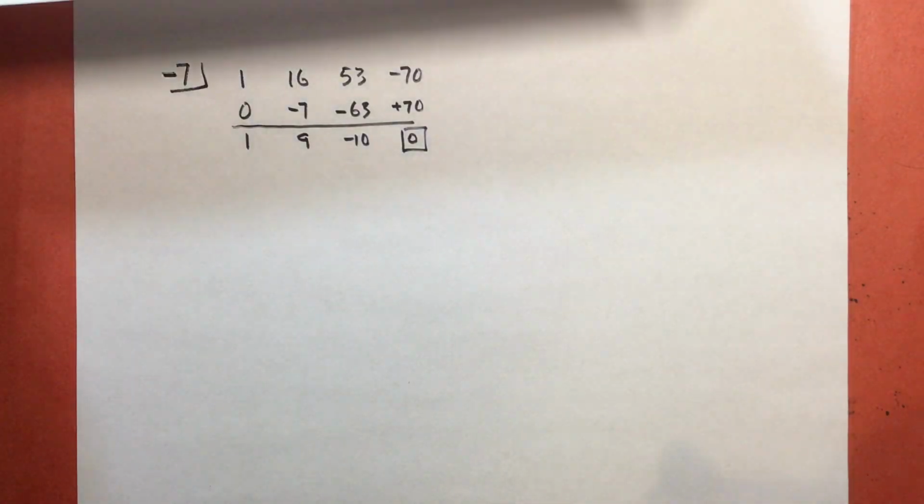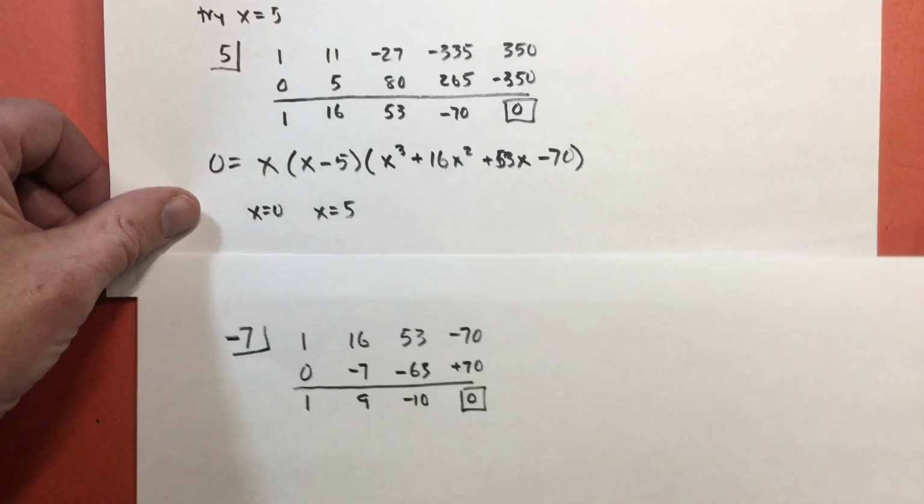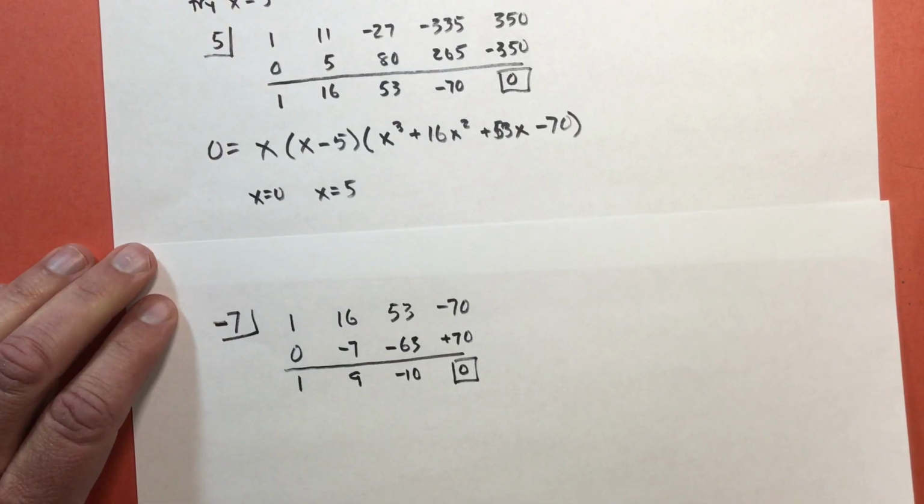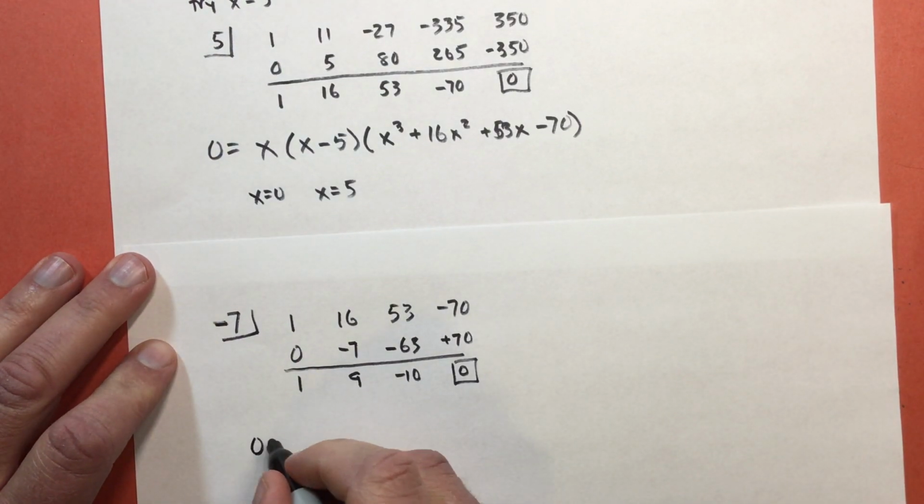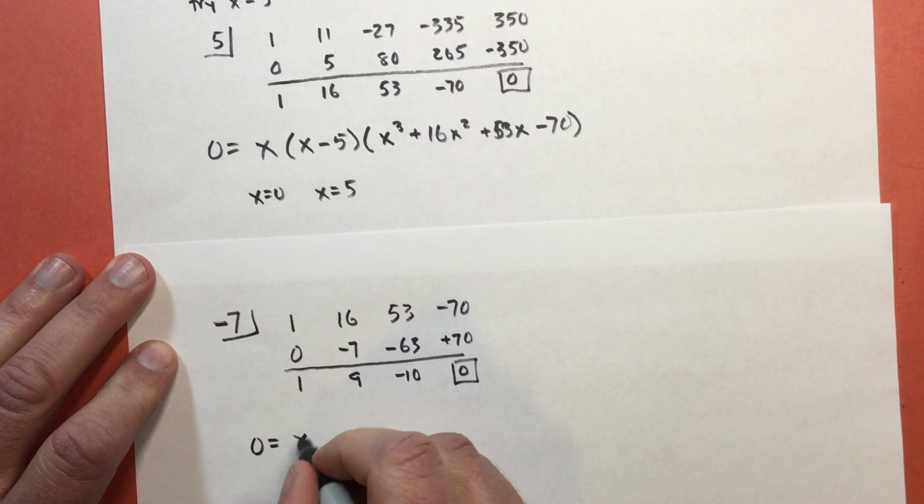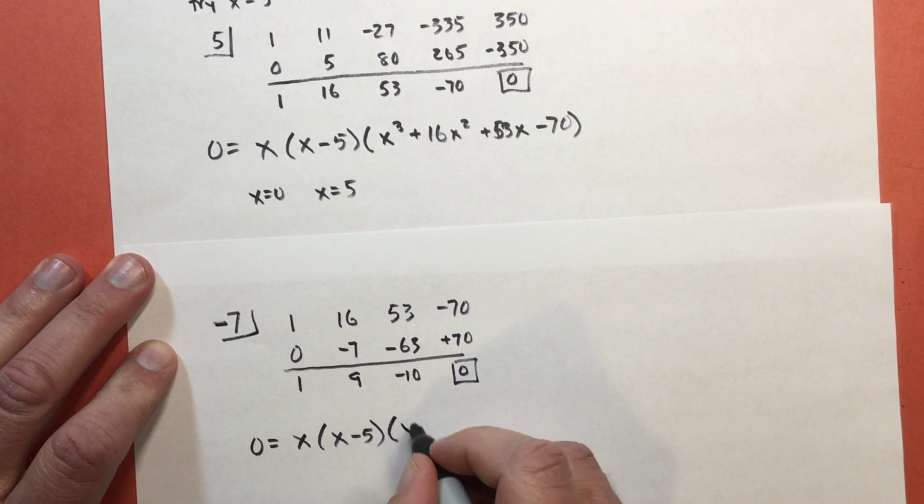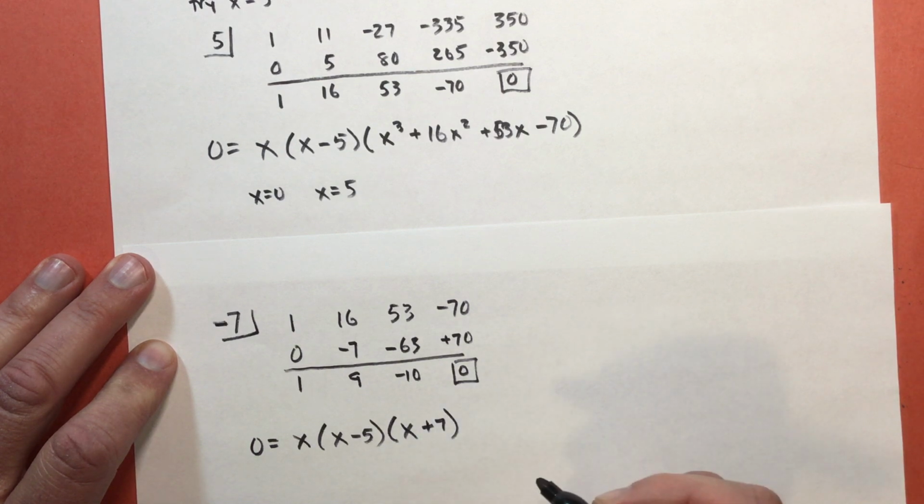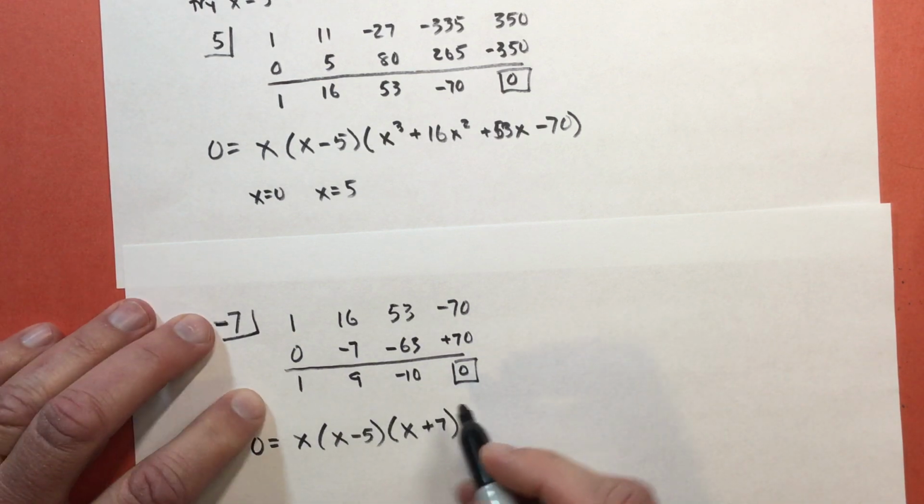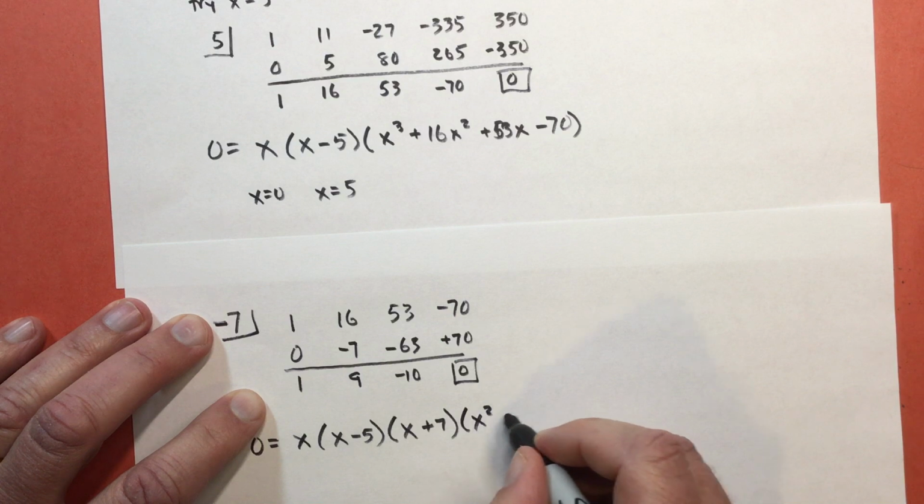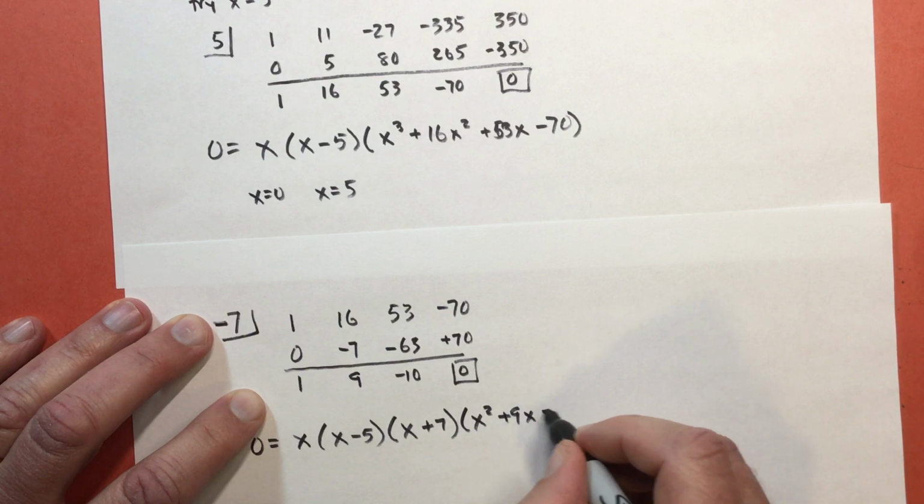So now, what do I have? Let's put it all together. In factored form, setting it equals 0, I've got x times x subtract 5. Now I've got x plus 7. This is a quadratic, which is going to be x squared plus 9x subtract 10.